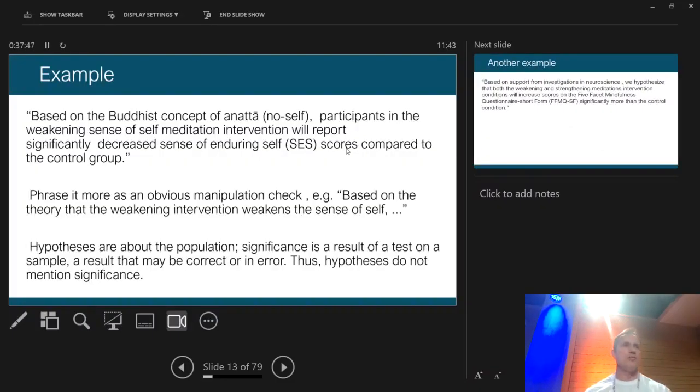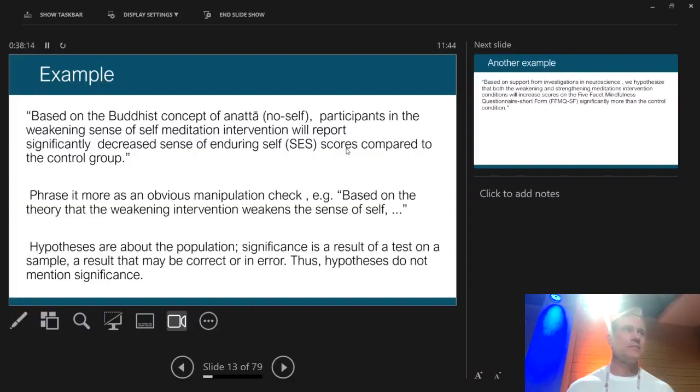because a hypothesis is about the population. A significance is a property of a particular test and whether you pass the test or not. If your hypothesis is there's a significant relationship and you find a significant relationship, you have 100% not made an error. You couldn't have made an error, could you? Because you said it would be significant and it was significant.